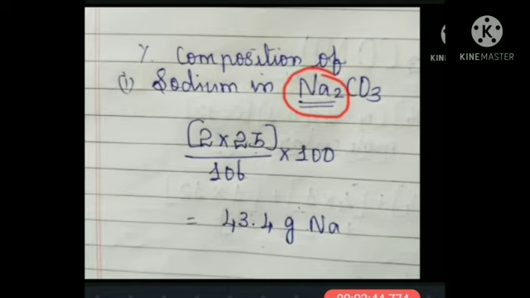Understand? So in sodium carbonate, according to the formula, there are 2 sodium. So 2 into its mass number 23. That should be written in the numerator, divided by the relative molecular mass of sodium carbonate. The relative molecular mass of sodium carbonate is 106, into 100. So we get 43.4 gram of sodium. So in the numerator we have to write the number of sodium, 2 into 23, divided by relative molecular mass into 100. Why are we multiplying with 100? Because it's a percentage composition.